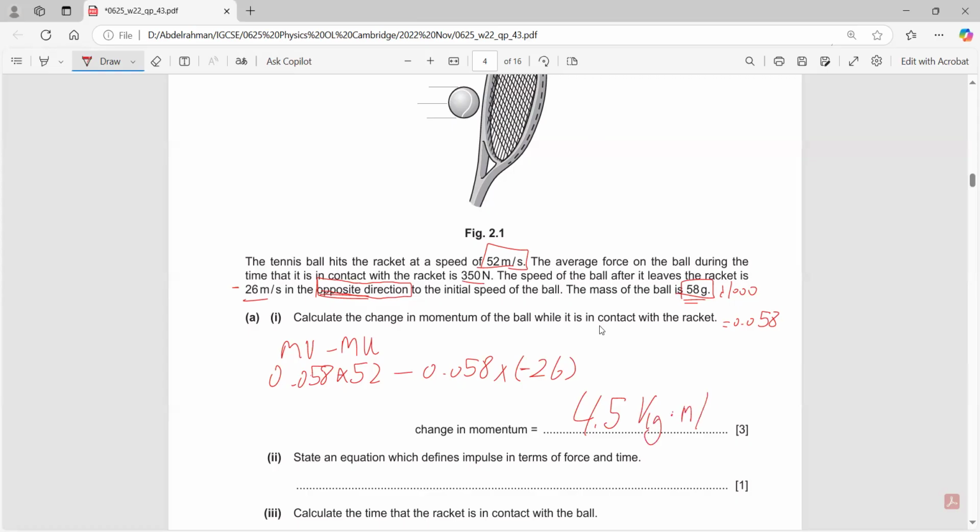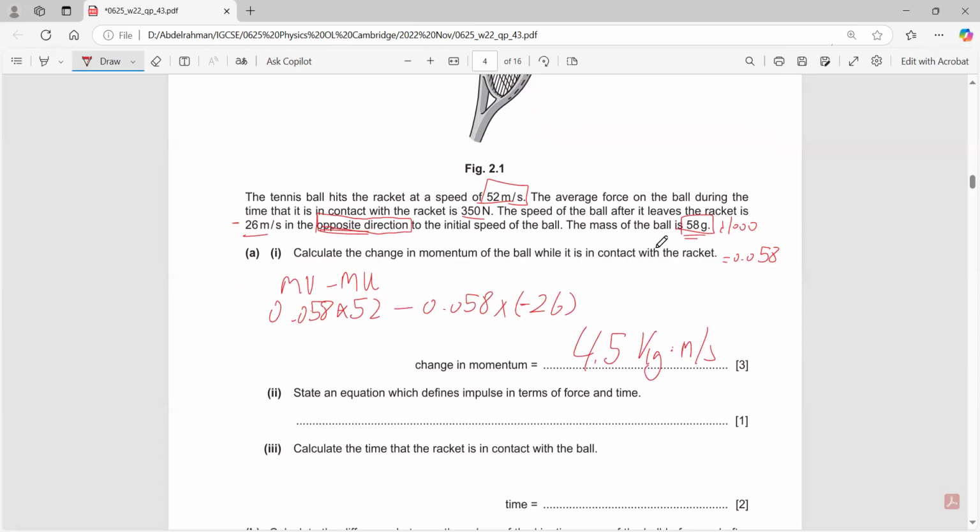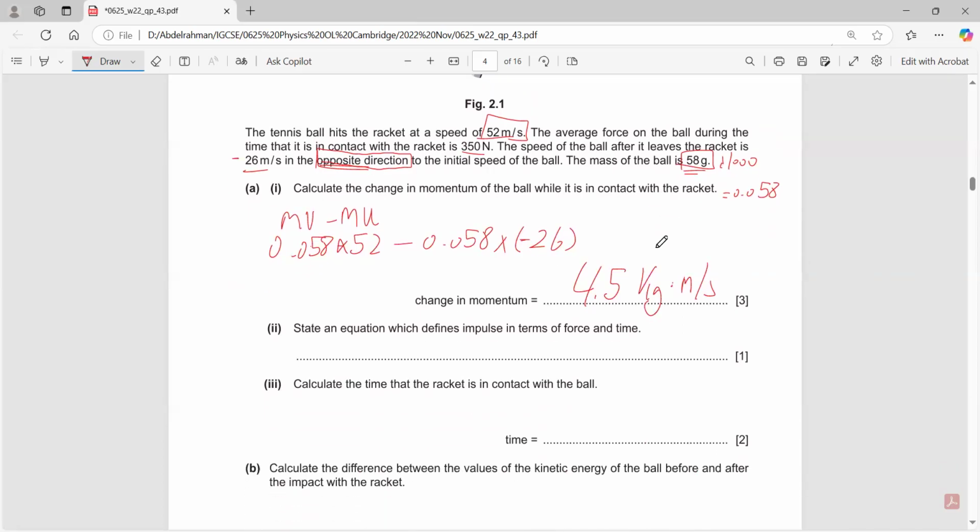Not meters per second, or newtons second. State an equation which defines the impulse in terms of force and time. Impulse equals force times time. Calculate the time that the racket is in contact with the ball.